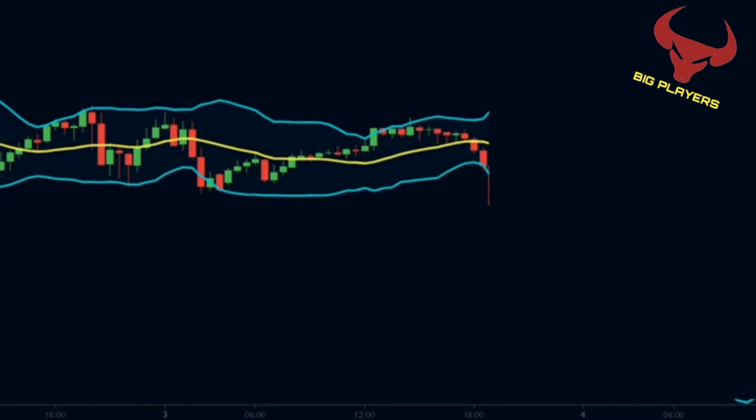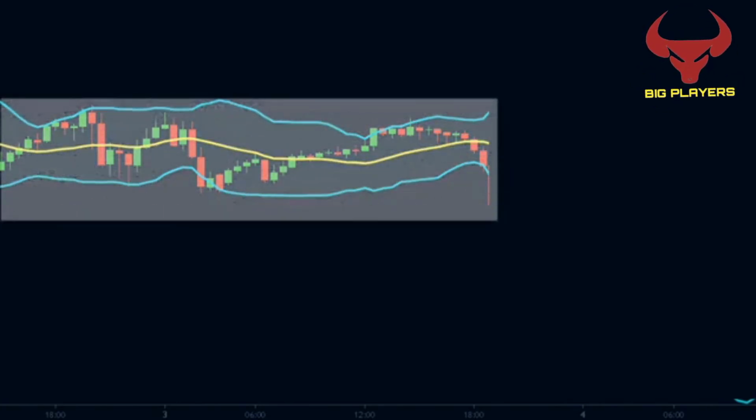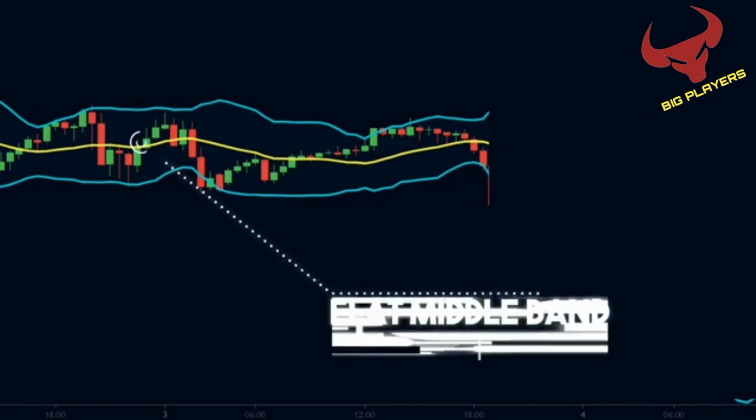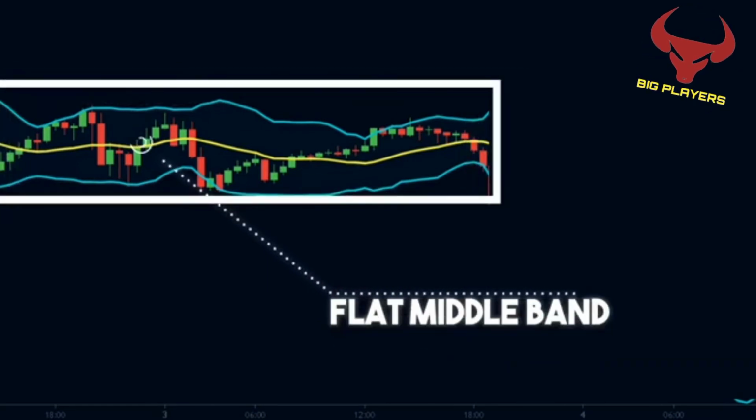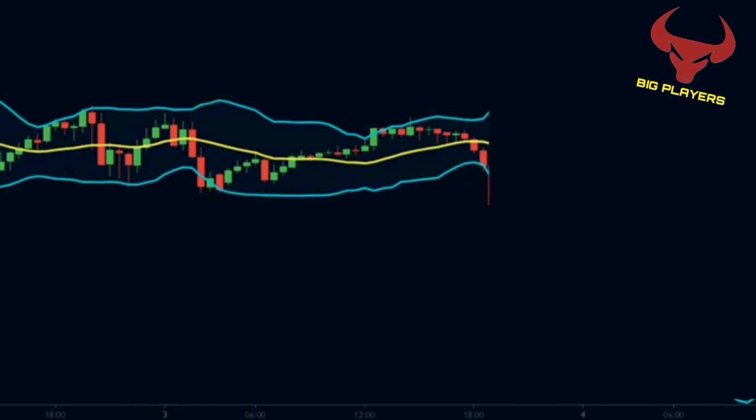In this example, the price gave a $120 move to the upside after our entry. Let us now look at a sell trade. Here we have the S&P 500 on the 30-minute chart. Look at this area. Here we see that the middle band is flat, and the Bollinger bands are narrow.